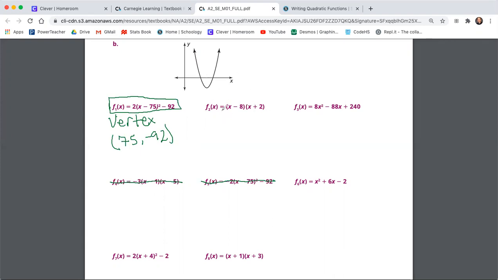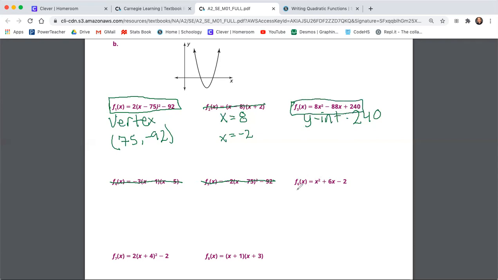Now this one, in factored form, gives us an x value of positive 8 and an x value of negative 2. So we do have one positive x-intercept, but we're never in the negative x range, or never intercepts the x-axis at a negative value, so this cannot be our function. This one, it's in standard form, so it gives us the y-intercept, and the y-intercept that it's giving us is 240. And that appears to be true. It could eventually cross the y-axis at 240. So we'll say this one is plausible, could be true.